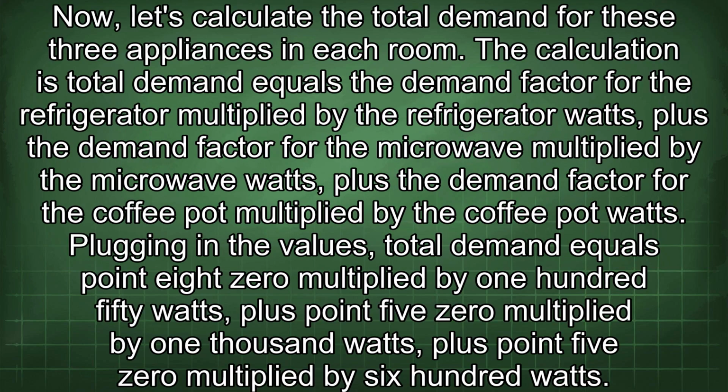Now, let's calculate the total demand for these three appliances in each room. The calculation is total demand equals the demand factor for the refrigerator multiplied by the refrigerator watts, plus the demand factor for the microwave multiplied by the microwave watts, plus the demand factor for the coffee pot multiplied by the coffee pot watts. Plugging in the values, total demand equals 0.80 multiplied by 150 watts, plus 0.50 multiplied by 1000 watts, plus 0.50 multiplied by 600 watts.